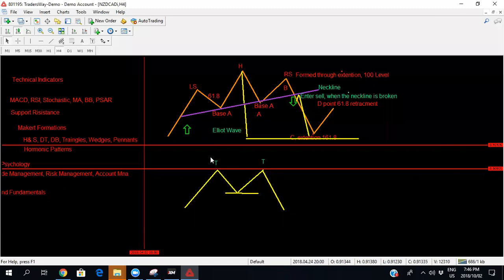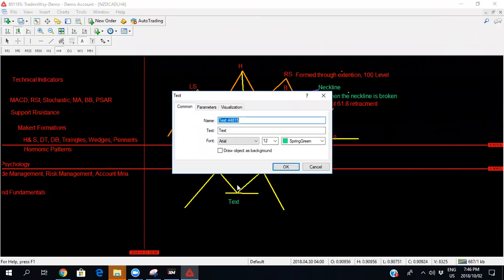A pullback is this one, then a continuation, and then when it gets to the previous top, which is a resistance, it gets rejected. Therefore, what you have to do is analyze if this bottom here at the mid, if it's at the 50 fib, this equals a bad pattern.